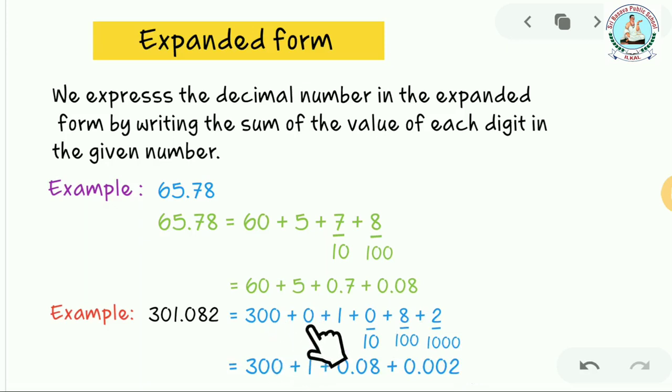We simplify this step like this. 300 we write as 300, 0 we skip because 0 has no value, and we write this 1 straight away. 0 upon 10, 0 divided by any number will always be 0, so we skip this as well. 8 divided by 100 means 0.08, and 2 upon 1000 is 0.002. So this is how we can write the expanded form of a decimal number, just by expressing the sum of the value of each digit in the given number.